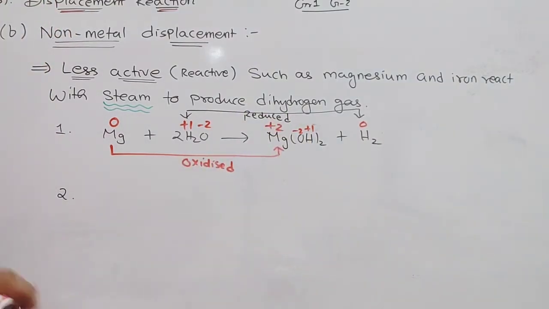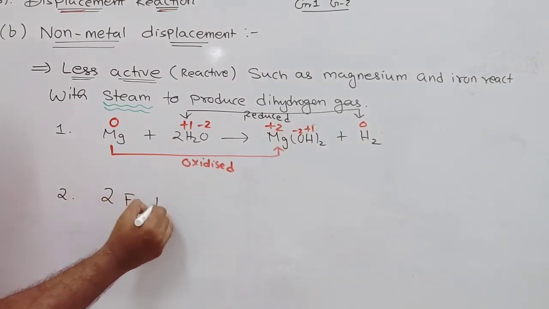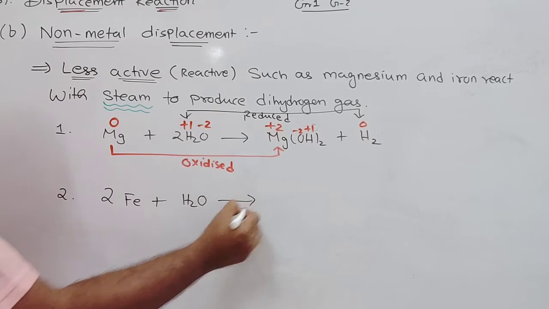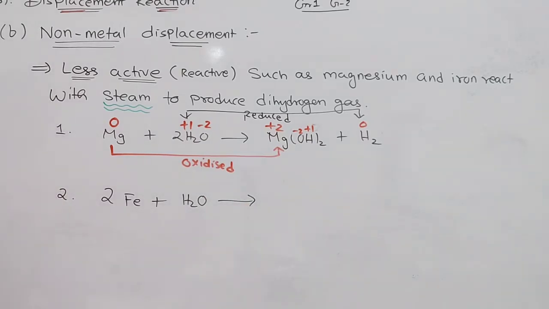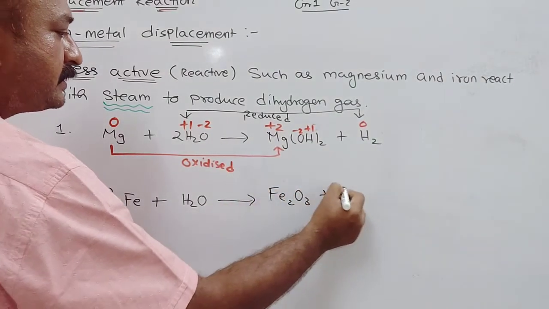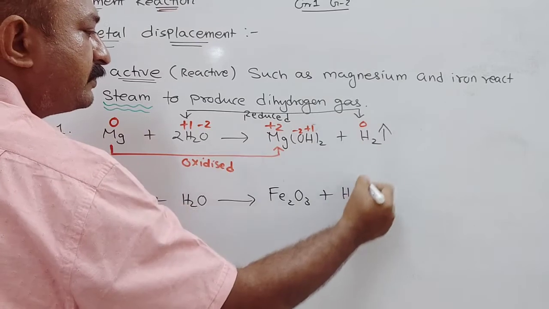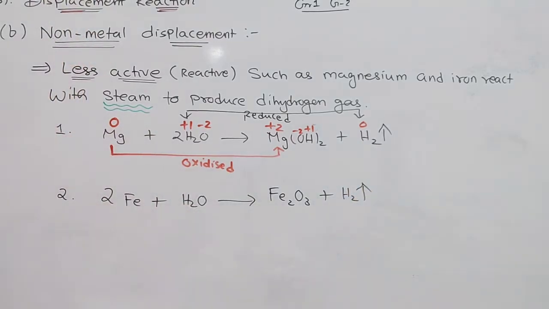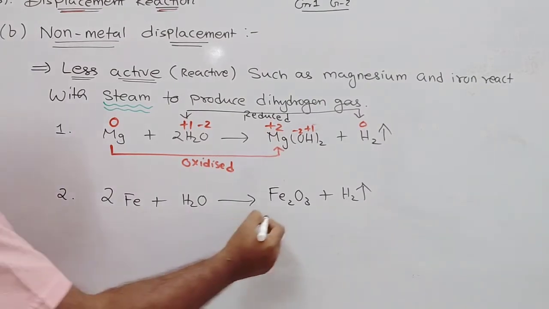Second example is of Fe. 2Fe plus H2O gives you Fe2O3 plus H2. This hydrogen that we get, all are gases. This is a magnetic oxide also, you can say. Fe2O3, ferric oxide. What is this? Ferric.